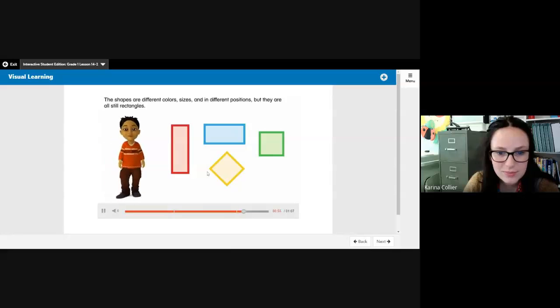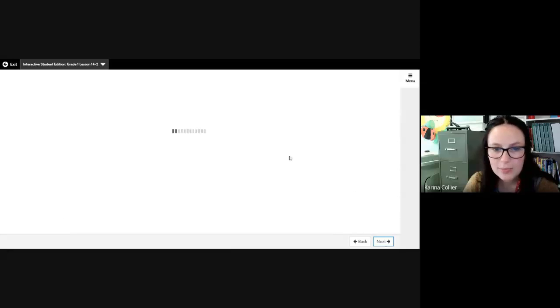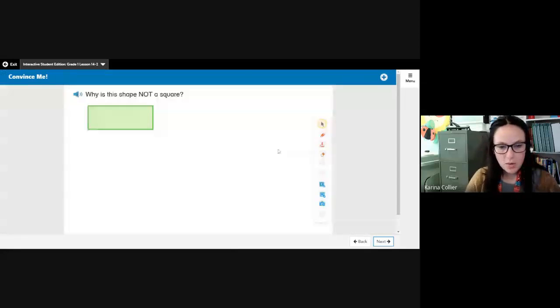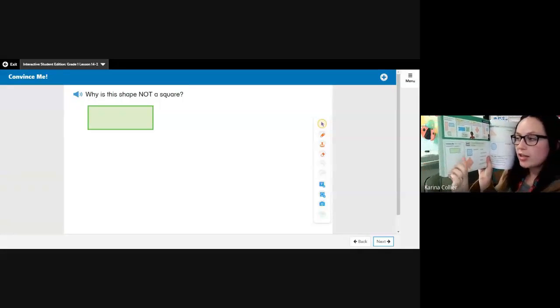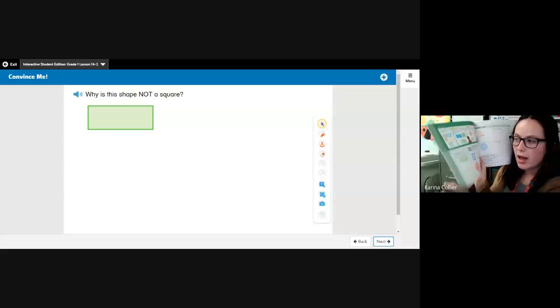The shapes are different colors, sizes, and in different positions, but they are all still rectangles. Shapes are not defined by color, overall size, or position. Awesome job. All right, let's keep going. So now we are on the convince me part of our work page. So it's on the same page, it's just right here on this side.